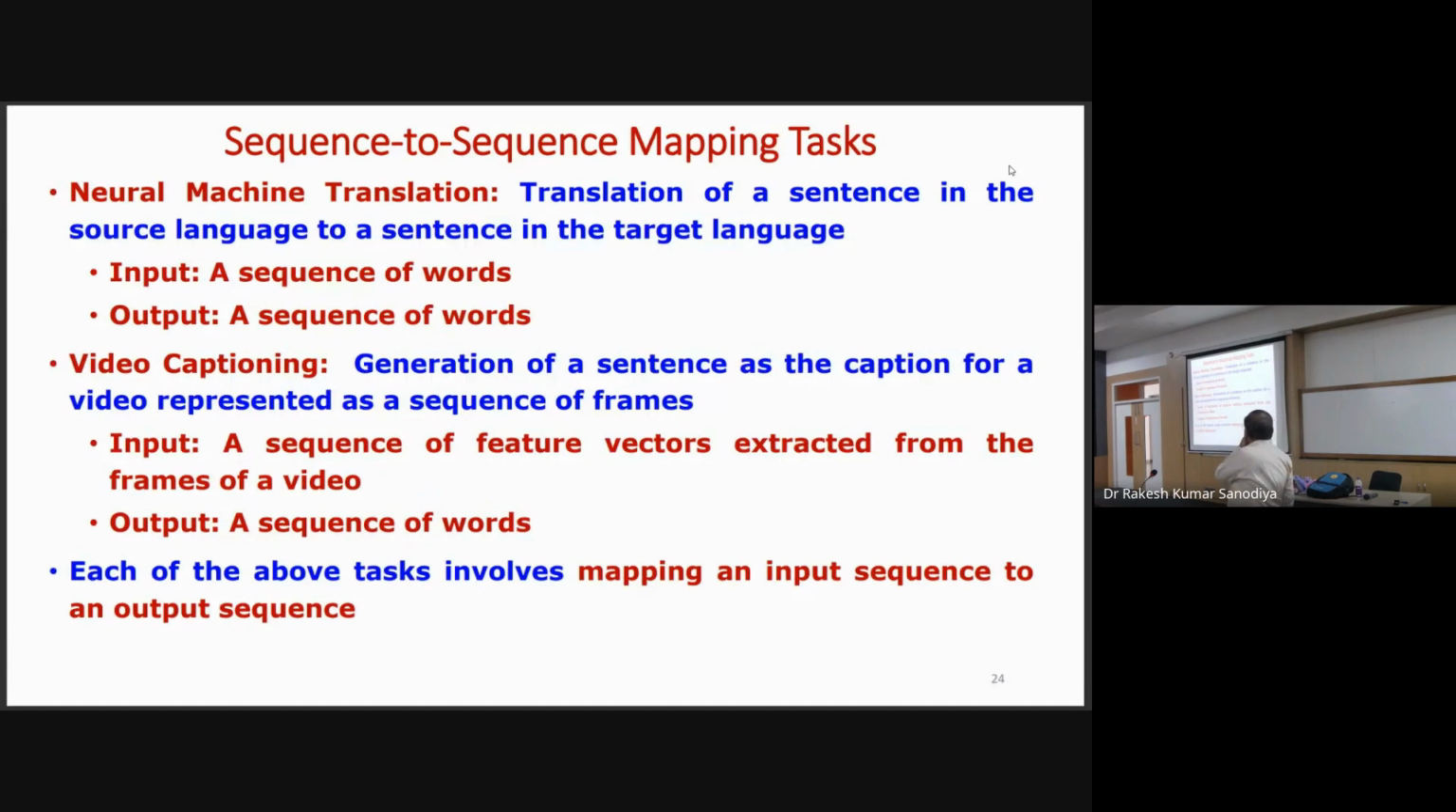And this occurs naturally in machine translation. And interestingly, we can pose video captioning also as a sequence-to-sequence mapping task, because video is a sequence of frames and the output caption is a sequence of words, right? So I can pose it as a sequence-to-sequence mapping task. And then we try to use these sequence-to-sequence mapping models to perform these tasks.